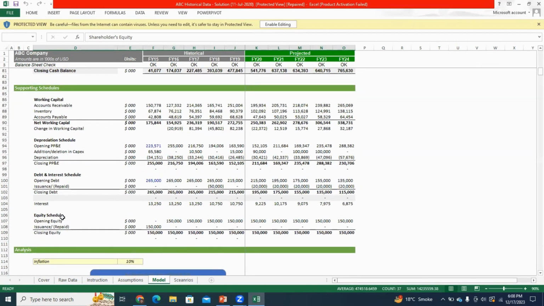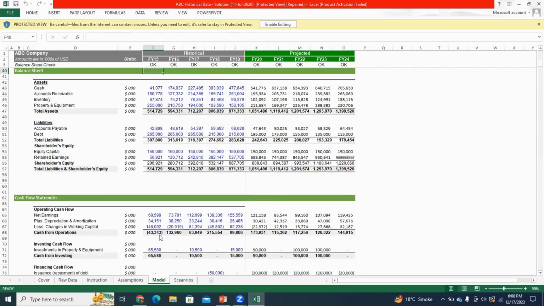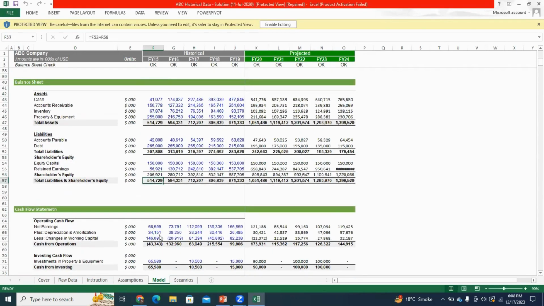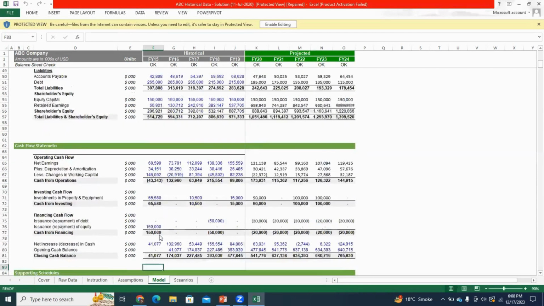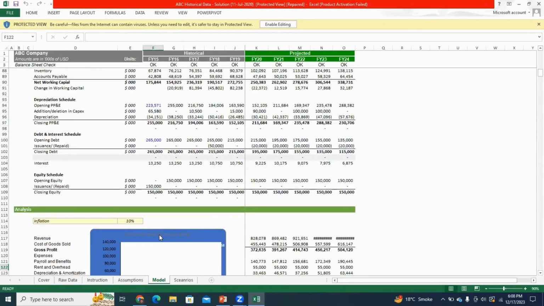See here, I have the equity schedule, opening equity, the issuance or repayment heading, and the closing equity balance. This closing equity balance moves up to the shareholder equity ending balance. So yes, it is linked below to the supporting schedule. All of this is the equity statement. We'll be looking at a deeper, enhanced equity statement as well. Just wait, I'll show you another great thing.